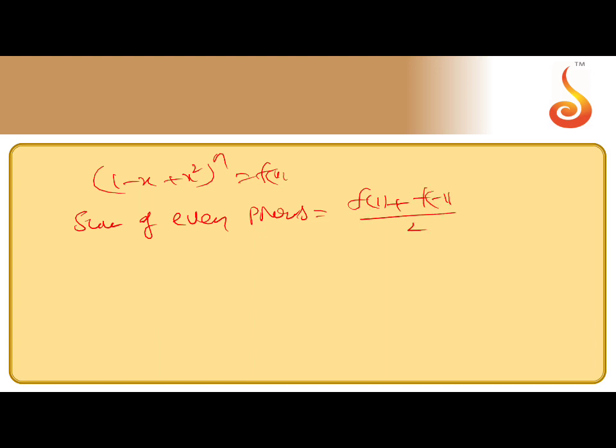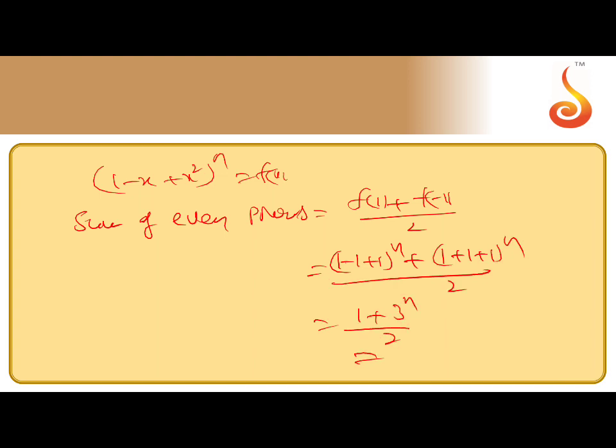F of 1 means you can substitute x equal to 1: 1 minus 1 plus 1 whole power n, plus f of minus 1: 1 minus of minus 1 plus 1 whole power n, by 2. So 1 minus 1 cancel, you get 1 power n, 1 plus 3 power n by 2. So the answer is 3 power n plus 1 by 2, the sum of even powers. If it is the sum of odd powers, it is 1 minus 3 power n by 2 only.